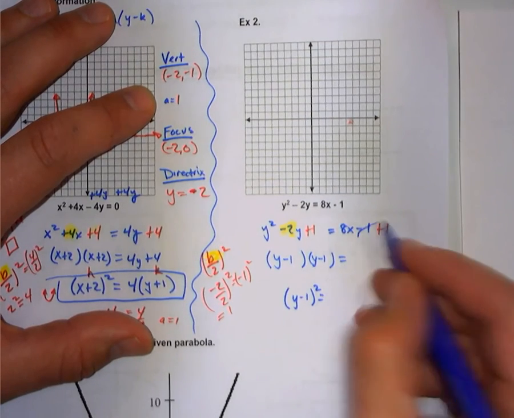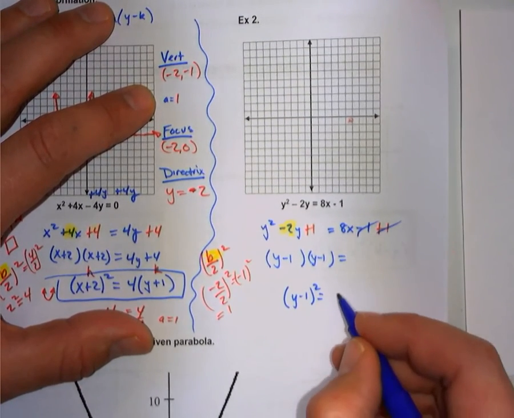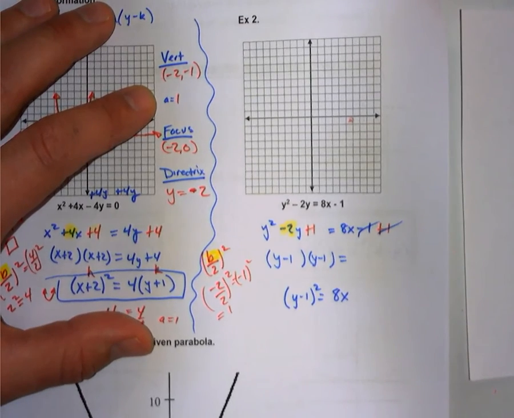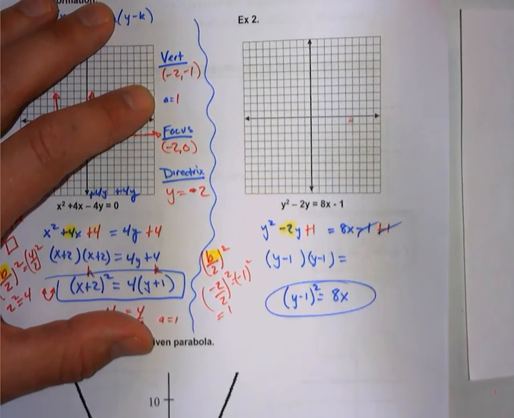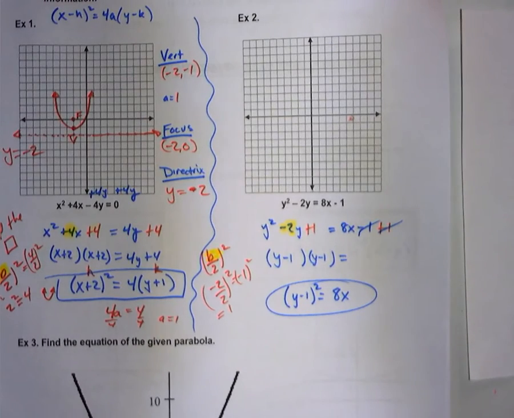Over here, these ones are just canceling. Negative 1 plus 1, you're just left with 8x. Okay. Now, there's nothing wrong with that formula. There we go. There's our equation. You guys okay with that?